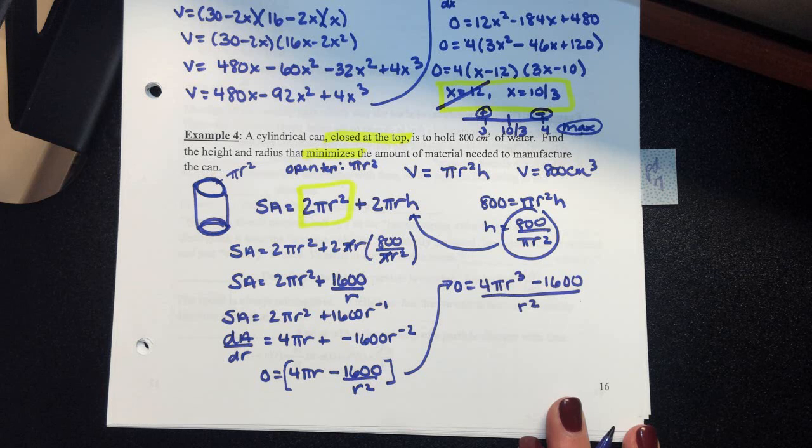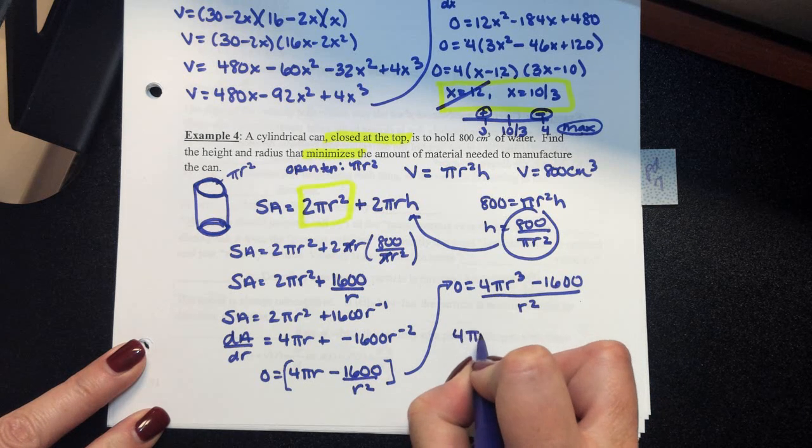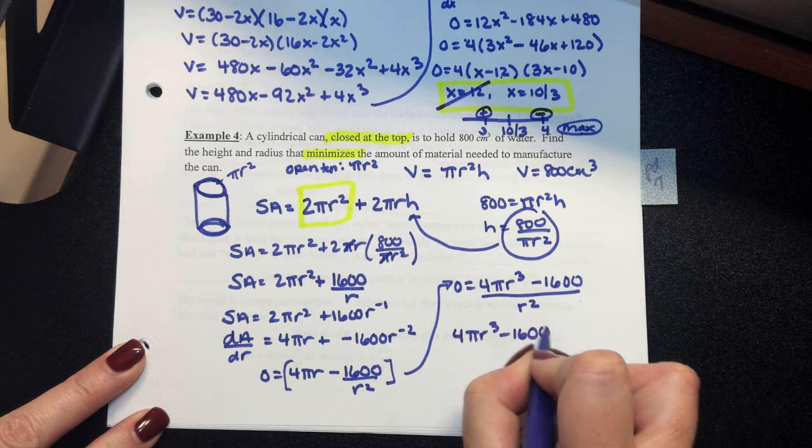So now remember where the critical numbers are going to come from. It's where the derivative is equal to 0 or where it's undefined. But is it really reasonable to have an r equal to 0? We're making a can no matter what. So it's not reasonable to have r equal to 0 in this particular case. So what I need to consider is just setting that numerator equal to 0.